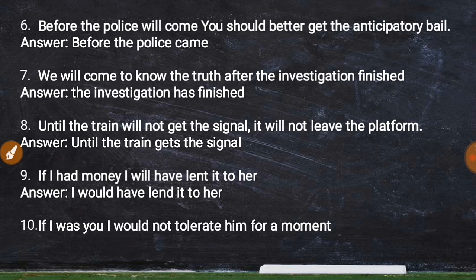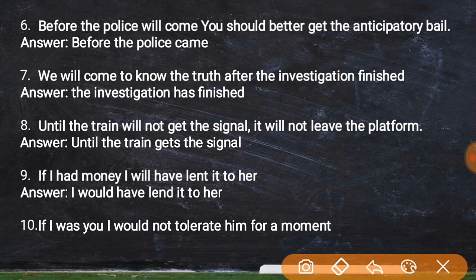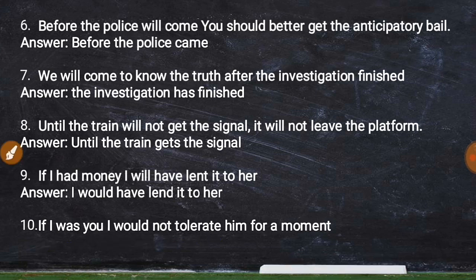Next and the last exercise is: if I was you, I would not tolerate him for the moment. In the unreal conditional sentence, I tell you, there will be no use of "was" here, so it must be "were". If I were you I would not, যদি আমি তুমি হতাম তাহলে আমি এটা সহ্য করতাম না. So that's all.